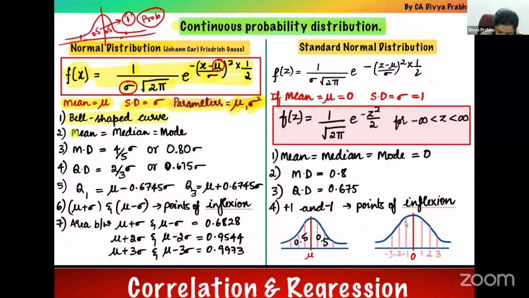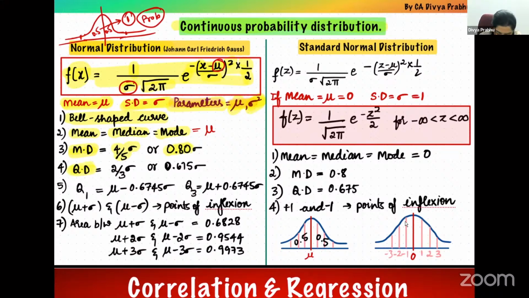Then, here mean is equal to median is equal to mode, which is nothing but mu itself. So if you calculate the value of mu, that itself is mean, that itself is median, that itself is mode. Reason being, it's a symmetric distribution. Next, the formula for finding mean deviation here is 4 by 5 sigma, or you can use 0.80 sigma.